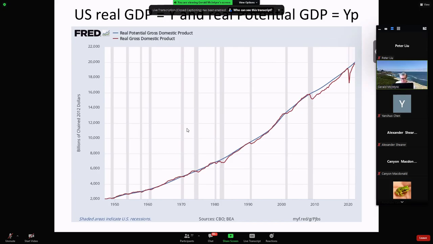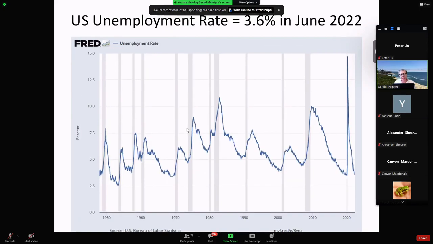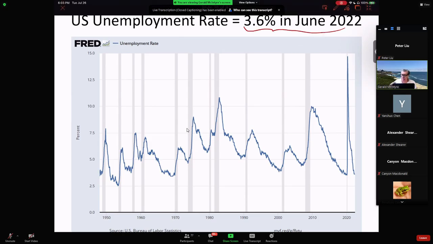So then, I want to talk a little bit about one of the key resources, the labor resource, and its use over time, which is measured by the unemployment rate in the U.S. economy. And that's given on this next slide here. The U.S. unemployment rate in June of 2022, and that's 6 weeks ago, recall, was 3.6%. And that, of course, is right here.